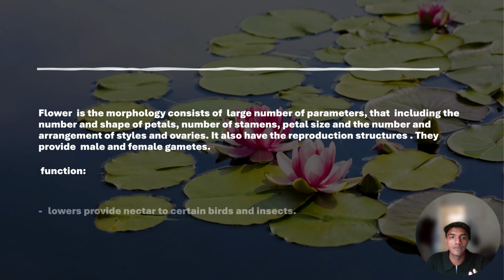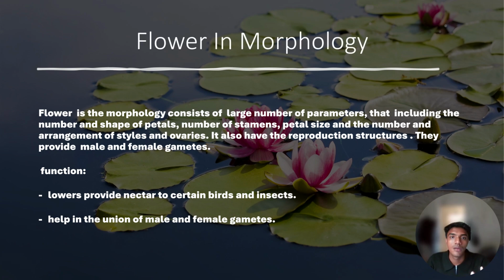Okay, the last one, flower in morphology. Flower in morphology contains a large number of parameters that include the number and shape of the petals, number of stamens, petal size, and the number and arrangement of the style and ovaries. It also has a reproductive structure. They provide male and female gametes.